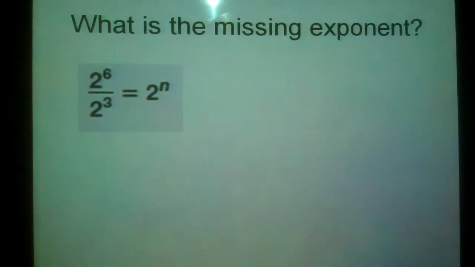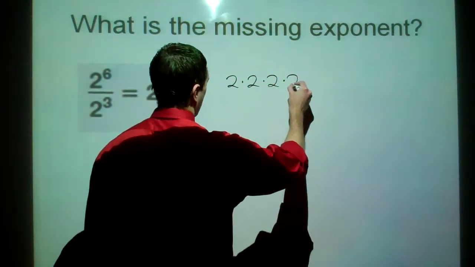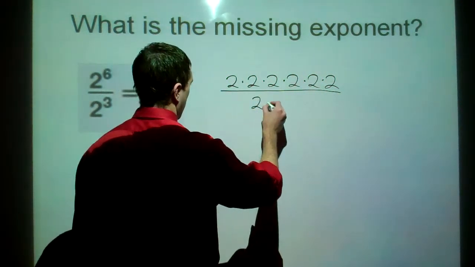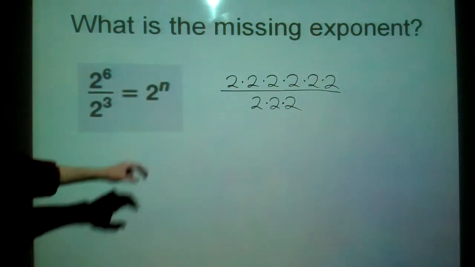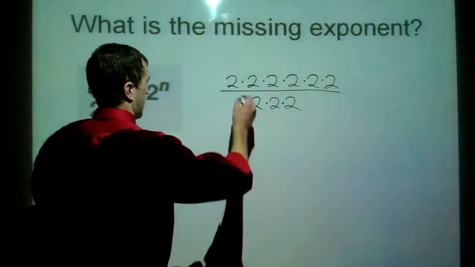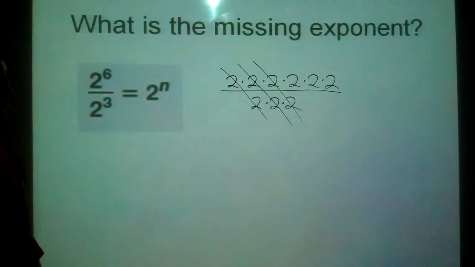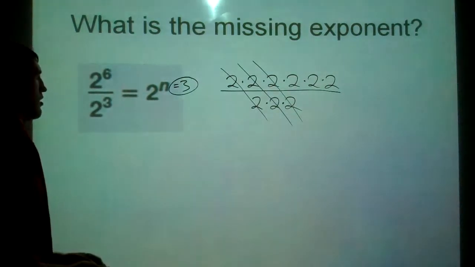This one's a little different. This is 2 to the 6th power divided by 2 to the 3rd. What's the missing exponent going to be here? Well, let's write out 2 to the 6th. 2 times 2 times 2 times 2 times 2 times 2, 6 times, all over 2 to the 3rd, 2 times 2 times 2. Alright, now in this situation, everything's being multiplied up here, everything's being multiplied down here. We can do our dividing, or we can just cross out this one, this one, this one. Pairs of 2. And we're left with 3 2's on top. So n here would be equal to 3 here.